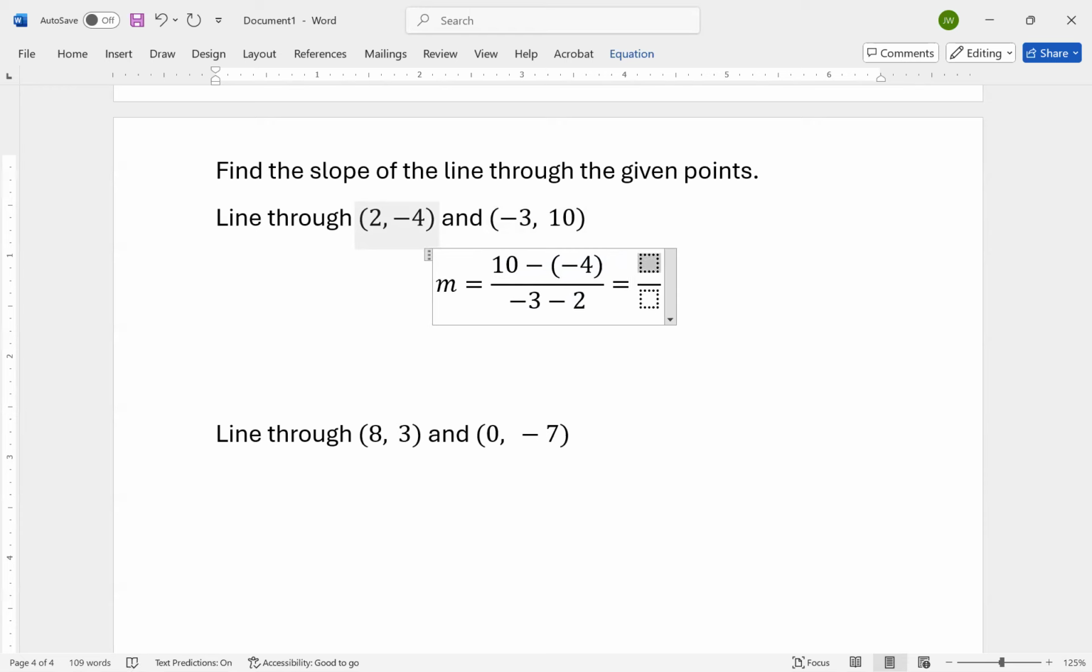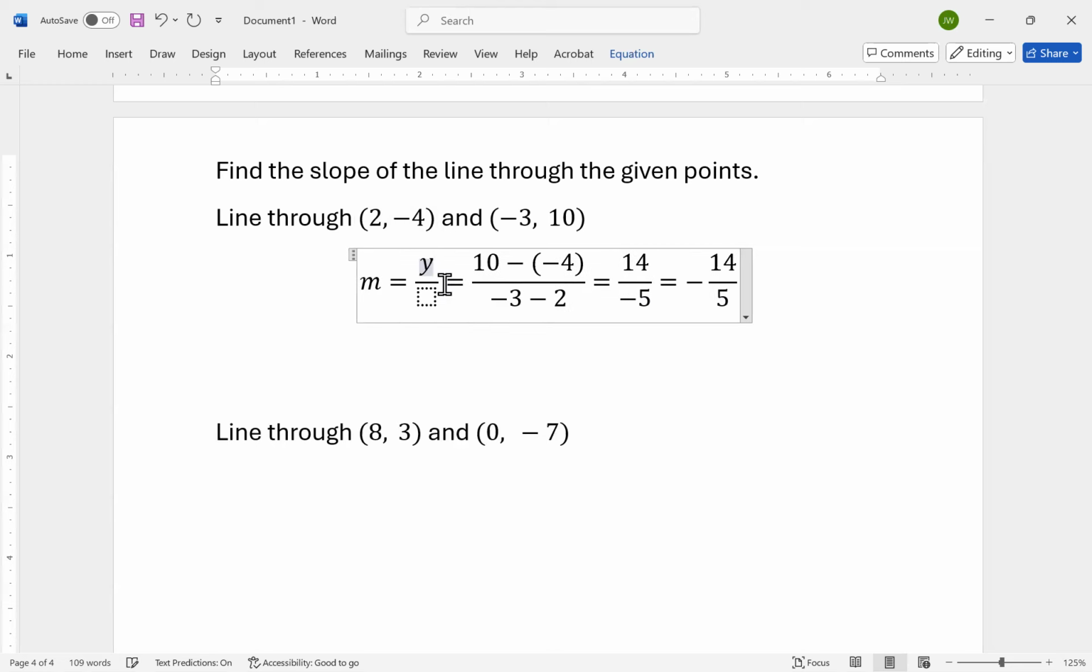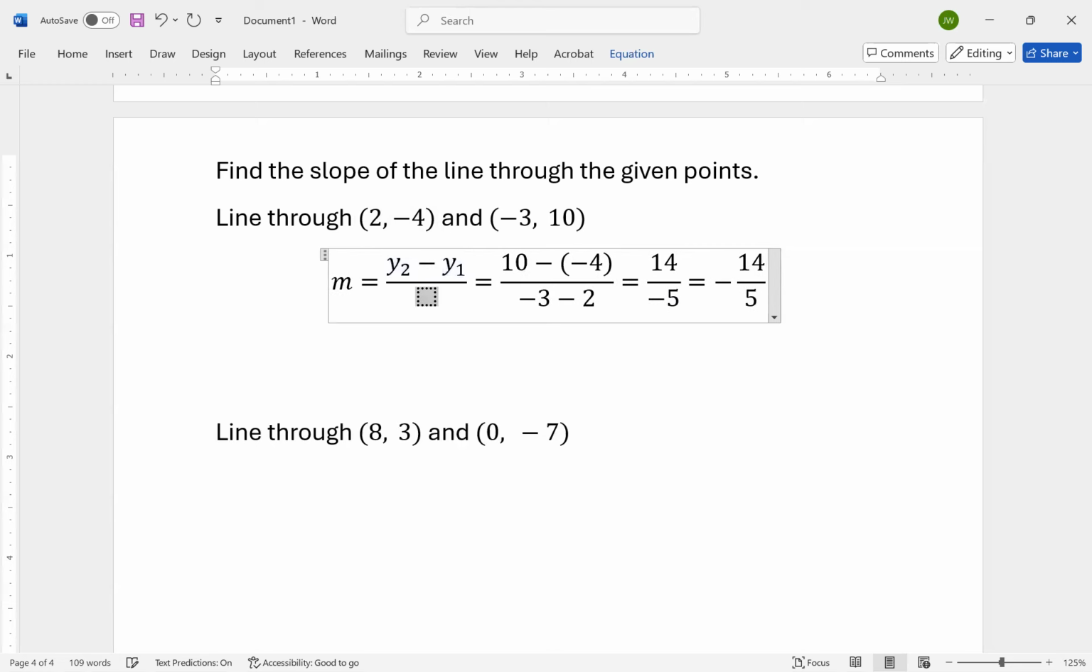This gives me a fraction of 14 over -5. And that's my slope, -14 fifths, or -2.8 if we write it as a decimal. Again, that all came from my slope formula, y value of the second point minus y value of the first point divided by x value of the second point minus x value of the first point.